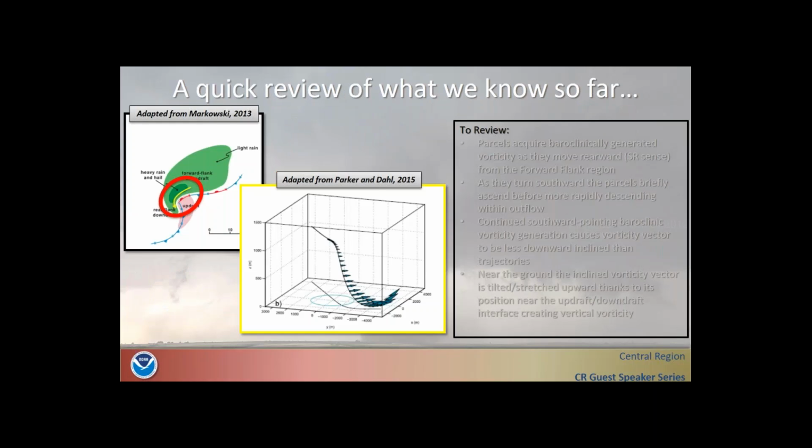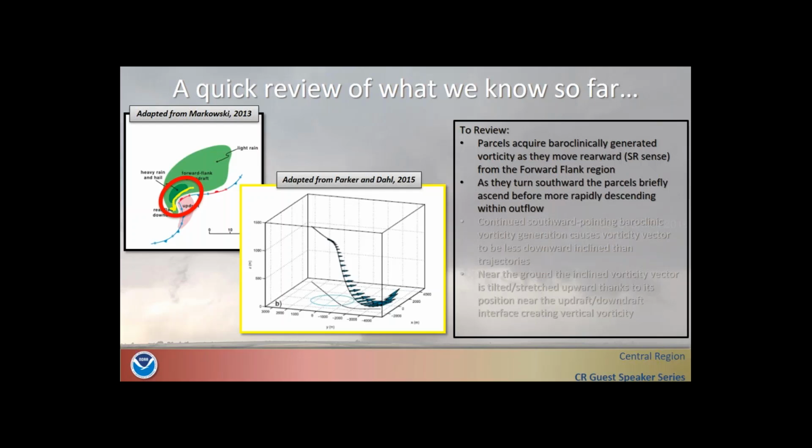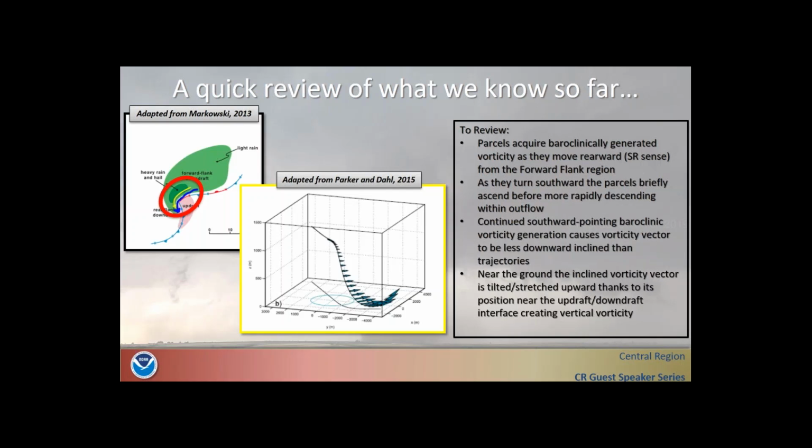And so when we know that this is an airstream, we know that, foremost, these parcels composing this airstream are acquiring baroclinically generated vorticity as they move rearward from the forward flank region. We may see this airstream ascend briefly, but it's more of this rapid descent within the outflow that we're following. And we see this end stage, let's say, on the half-degree tilt. Over time, as John just mentioned, the vorticity vector tends to be less downward inclined than the airstream trajectory. So near the ground, this inclined vorticity vector can be tilted and stretched upward thanks to the position near the updraft, or especially in this case, near the low-level mesocyclone.